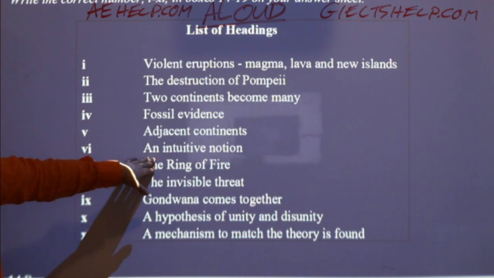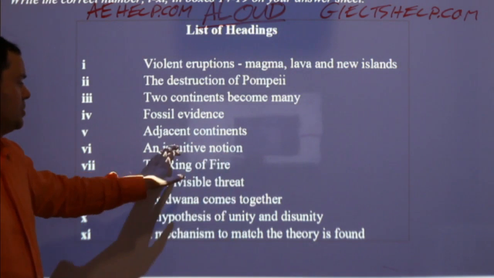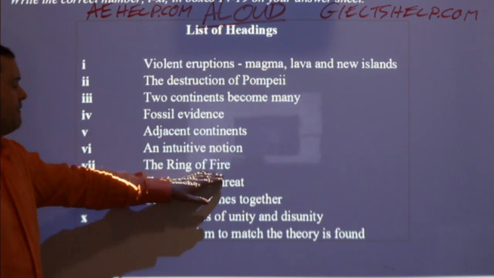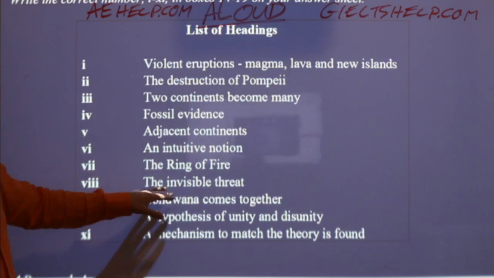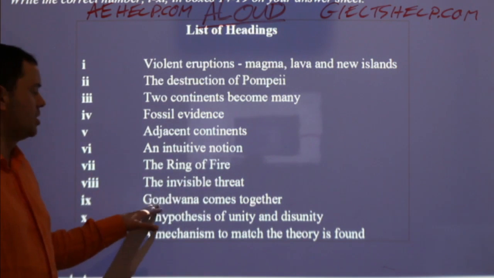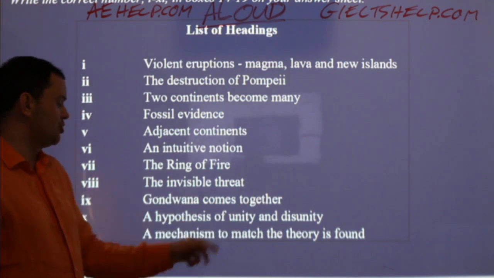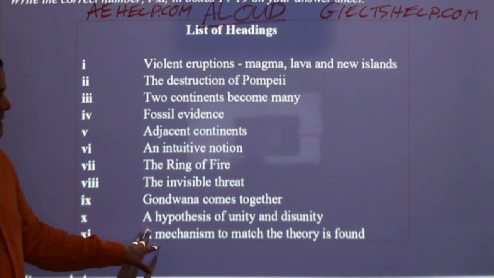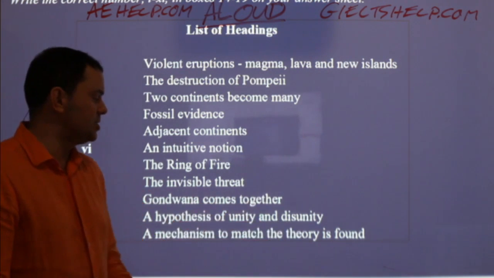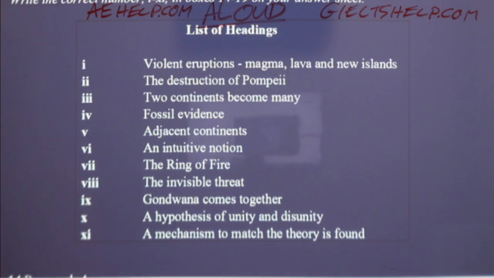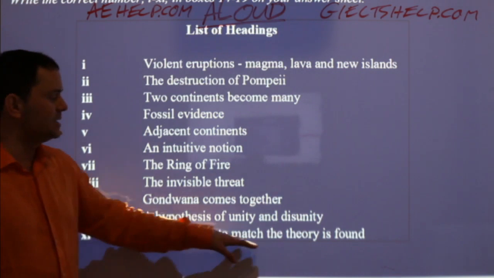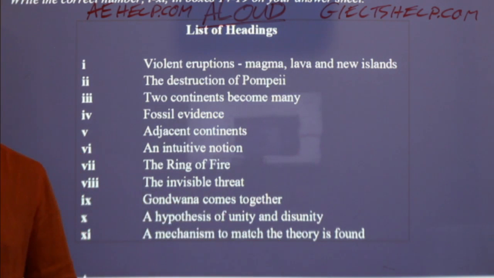Side-by-side continents, nope. I didn't read about continents so much, really. An intuitive notion, that looks interesting. The Ring of Fire, no. The Invisible Threat, don't think so. Gondwana, I didn't see that name or joining. A hypothesis of unity and disunity, perhaps. Number 11, a mechanism to match the theory is found. I don't think so. It doesn't talk about a mechanism.